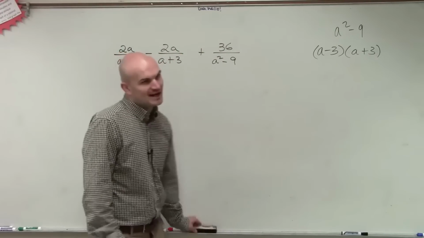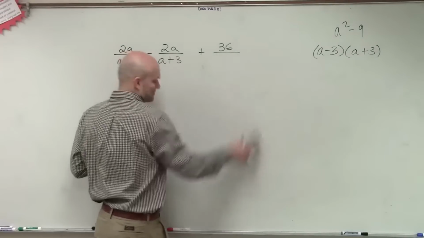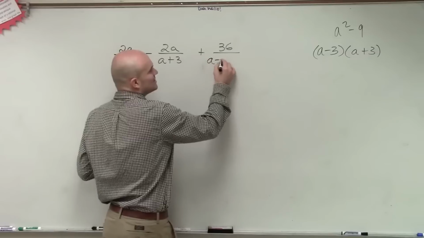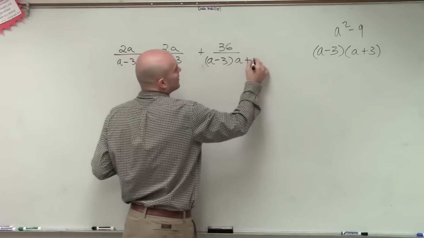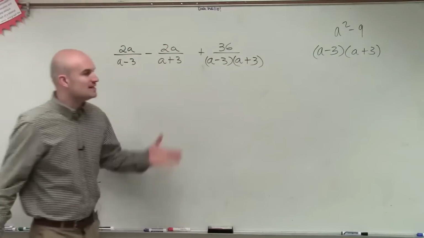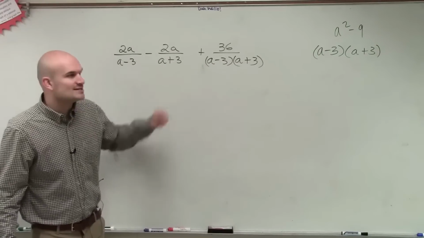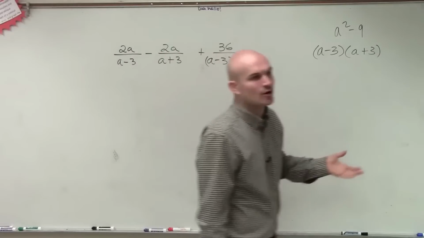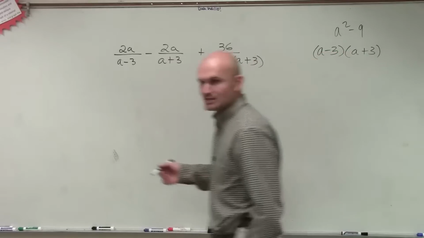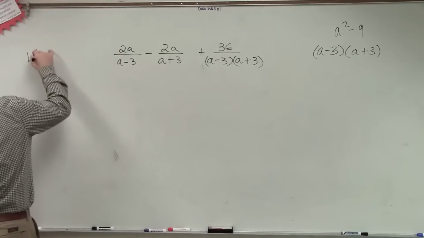So I'm going to rewrite this as a minus 3 times a plus 3. And the reason why I'm going to rewrite it is because now that's going to allow me to visualize and see, out of all three of these rational expressions, what has to be my common denominator, or my LCM. So I always like to write in my LCM.